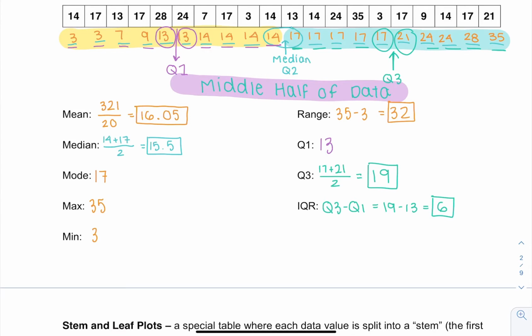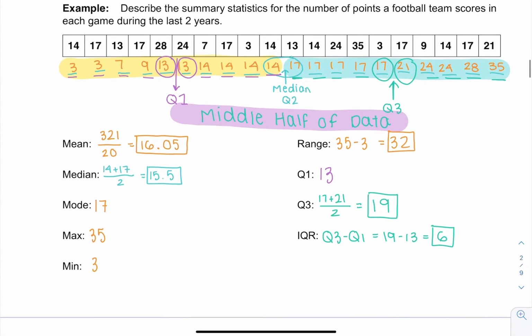So depending on what this is, maybe there's a football team that scores all over the place. They're either really good or really bad. And their middle half of data is from like 2 points, I don't even know if that's possible, to like 100. So some days they're really on it, some days they're not. And then their IQR is 98. Well, this team is more consistent because their IQR, their middle half of data is only 6 points away from each other.